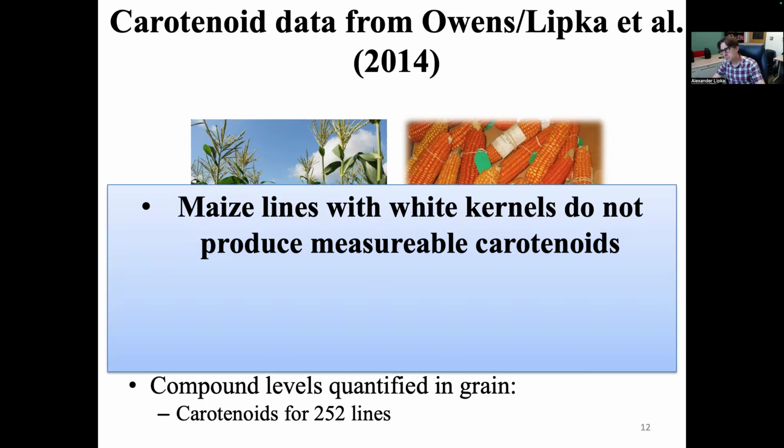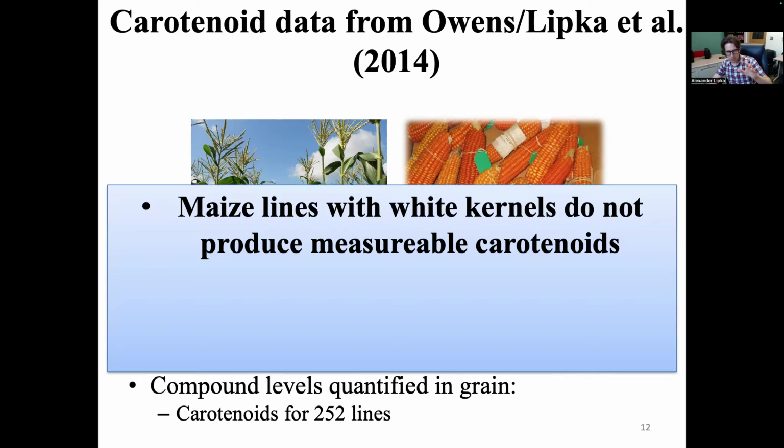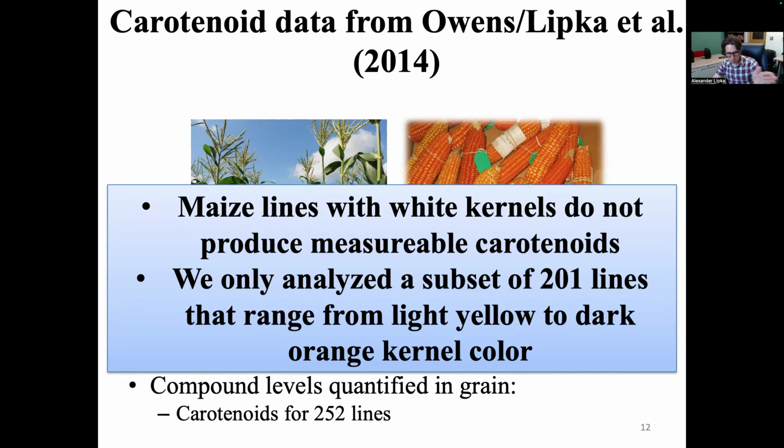Now, on Monday, when I talked, I was asked what is a minimum sample size for GWAS, and I said something around 500. Here is an extreme scenario where I'm going much smaller than 500. We wanted to look at a subset of this panel that had only kernel color ranging from light yellow to dark orange because white kernels do not produce measurable carotenoids.